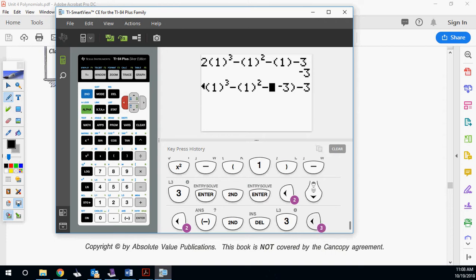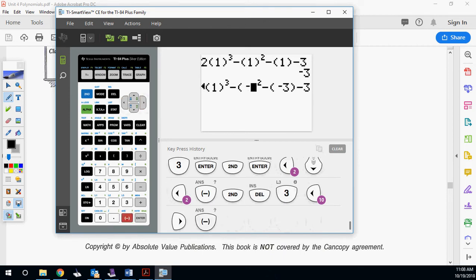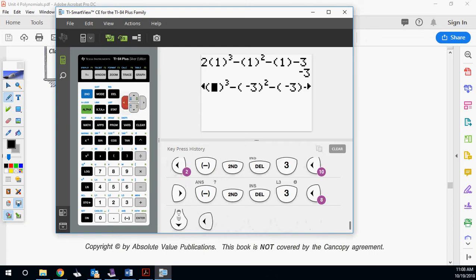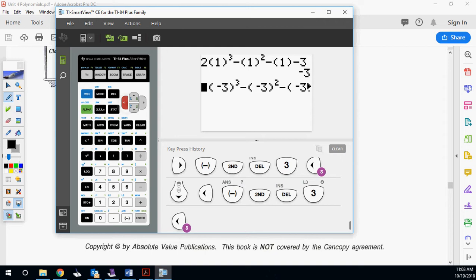Okay, so let's see if -3 works. You go negative, second, insert 3. All right, so that's all for the -3. Enter. That one's still not a 0, so -3 doesn't work either. Okay, let's do the one that I know works here. Let's do 3. Right here on second delete.